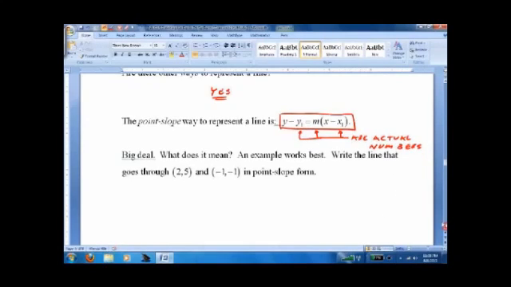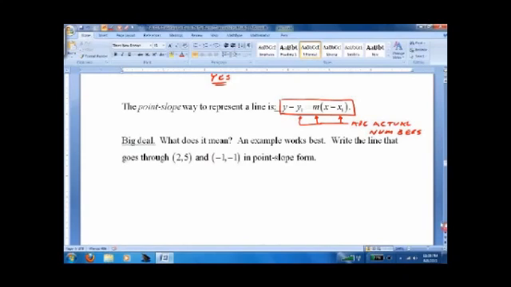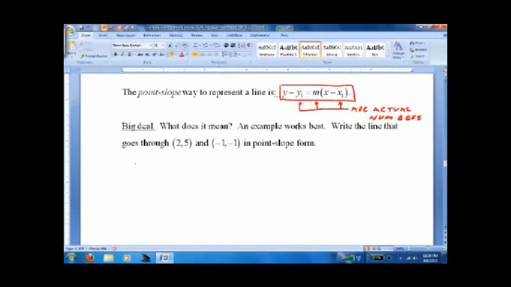So, what does it mean? How does it work? Well, let's put this line in point slope. Same thing as before, we need to find the slope. In this case, we get -6 over -3, which reduces to 2. And now we're just going to put it in point slope form.